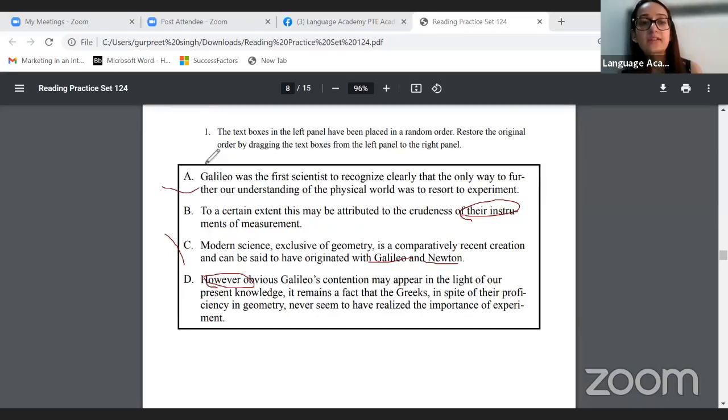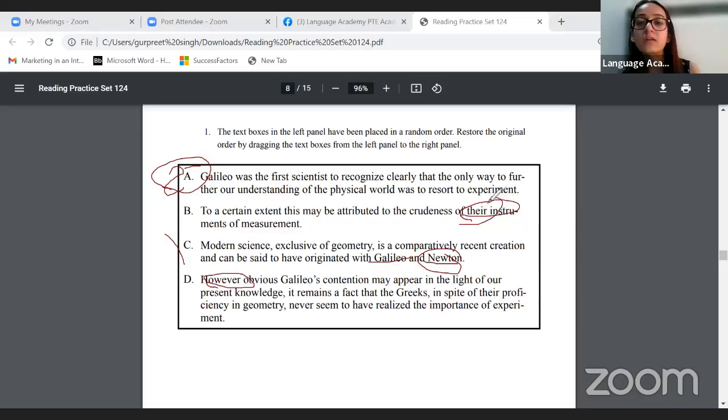Some of you have written A as the first sentence. If A is the first sentence, then what is Newton doing here? If you just want to talk about Galileo, your first sentence is Galileo, then how does Newton come in without changing the story? The first sentence is C: modern science is a comparatively recent creation and can be said to have originated with Galileo and Newton, two different people. Out of this, Galileo was the first scientist to recognize clearly that the only way to further our understanding of the physical world was to resort to experiment.